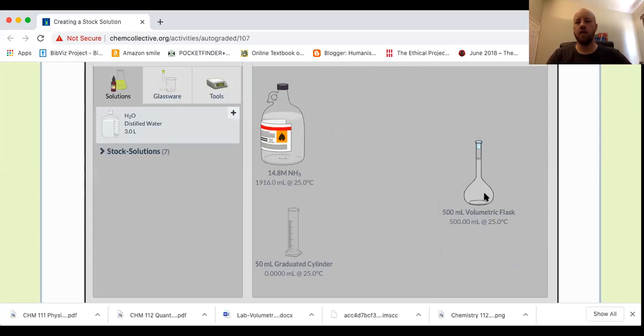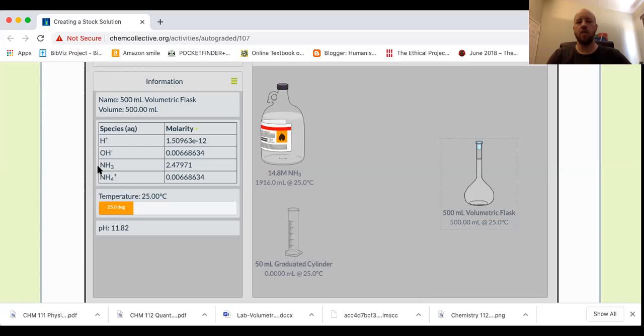If we look at the information pane, you can see here the ammonia is 2.47 molar. That's really what we were looking for. Again, in the lab, it's not going to be perfect. If you were measuring out a solid sample, you wouldn't sit there and take grain by grain trying to get exactly 25.0000 grams, just like we wouldn't measure out exactly the volume down to 2 or 3 decimal places in order to make our solution.